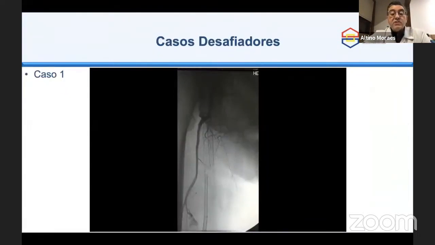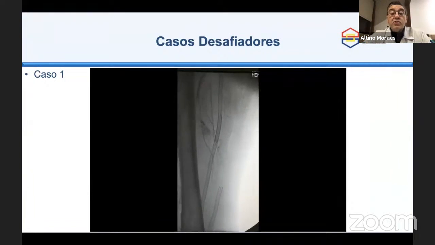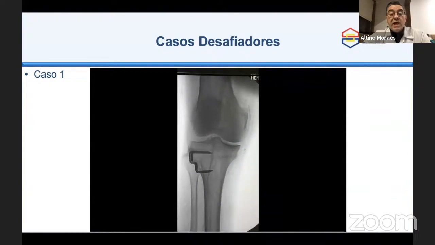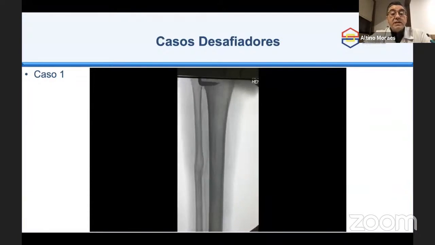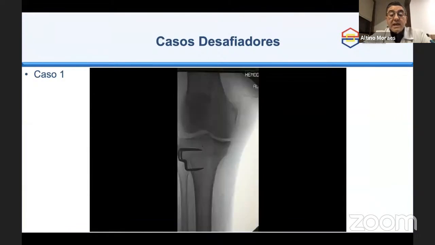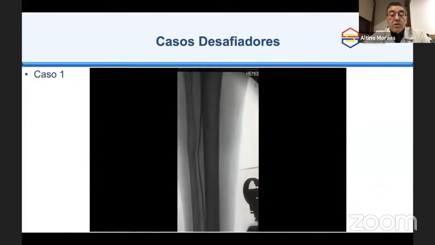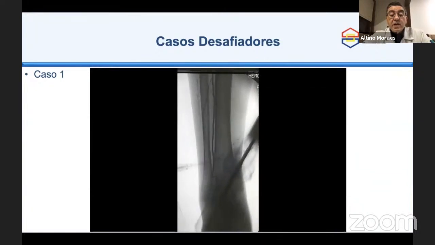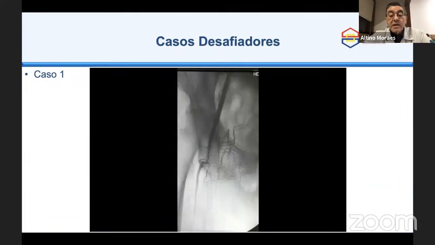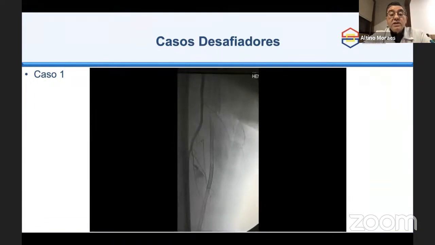Esses são alguns casos desafiadores, são todos pacientes diabéticos. Eu selecionei alguns, principalmente este que vocês podem ver que ela tem 2 stents, uma oclusão femoropoplítea, porém tem uma artéria fibular aberta, pérvia, e 2 stents.